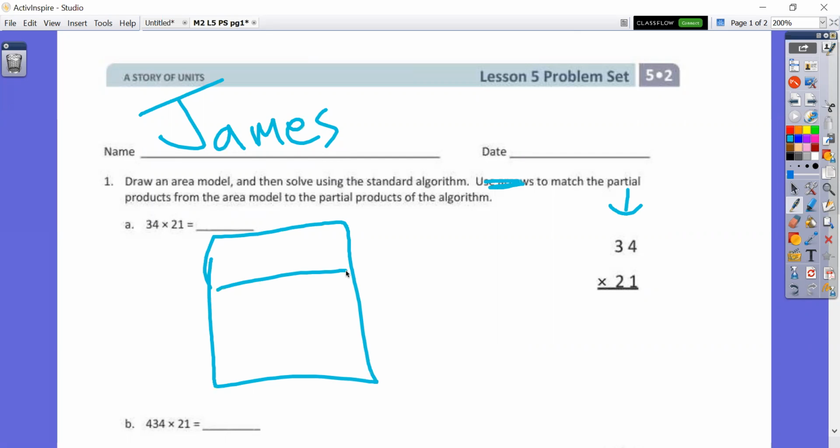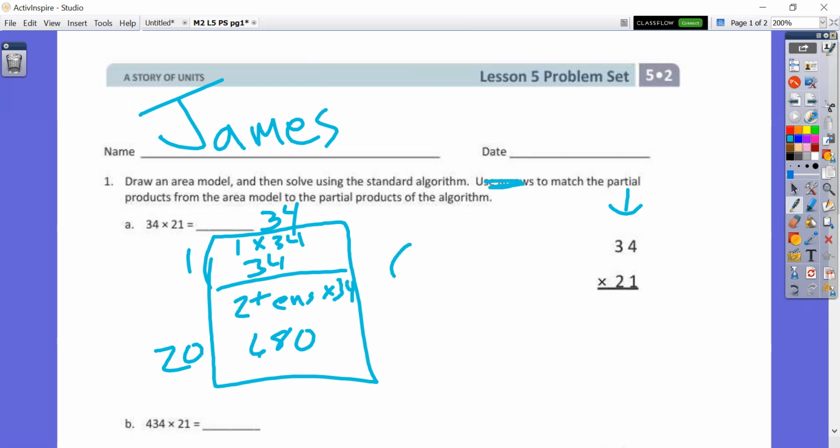Well, remember we want to decompose that bottom number. So that's going to be 20 plus 1 and 34. Now, if you were one of the few students that joined me for the Zoom session, this was the first math problem we did. 2 tens times 34. Well, if we doubled 34, we'd get 68 tens, 680. So now I'd have to stack and add those.